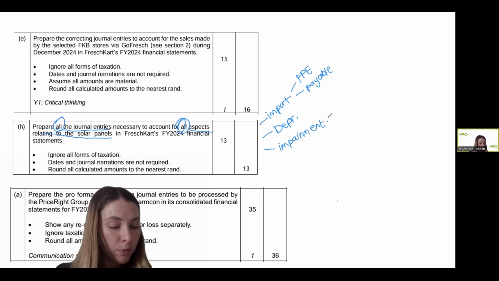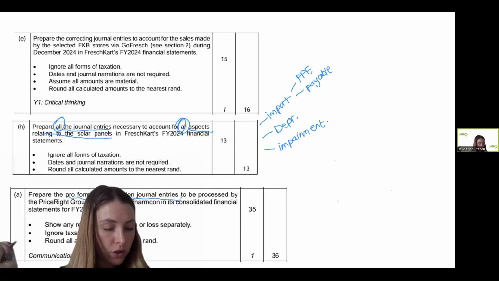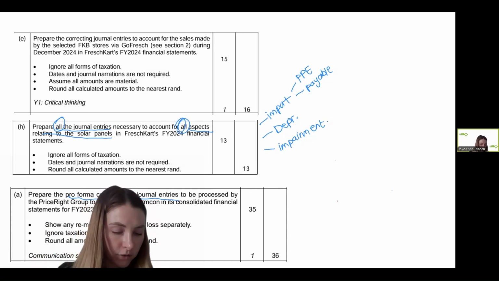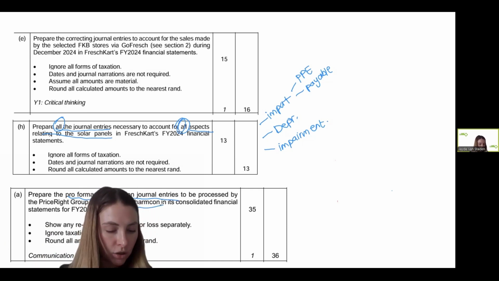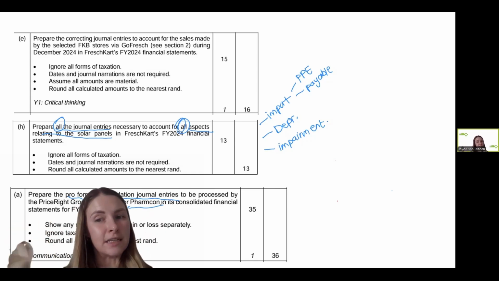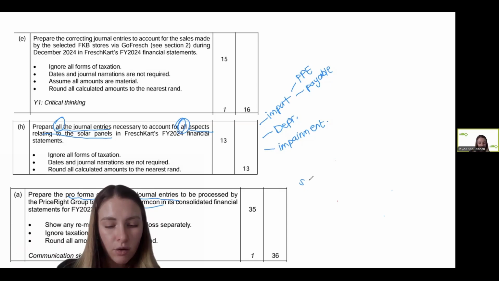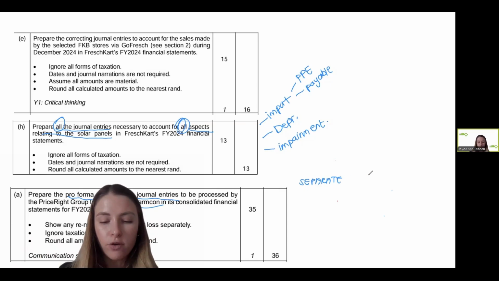The next required says prepare the pro forma consolidation journal entries to be processed by the group to account for the subsidiary in its consolidated financial statements. Okay, now pro formas are obviously a different type of demon altogether. Okay, so the way to think about pro formas is to think about what you do in the separate financial statements versus what IFRS 3 or IFRS 10 tells you to do.